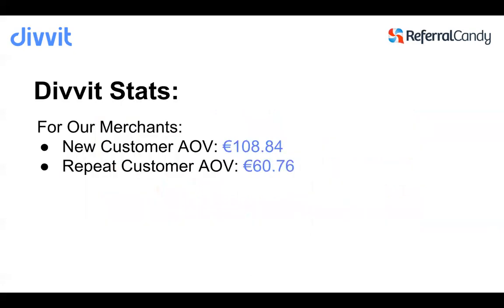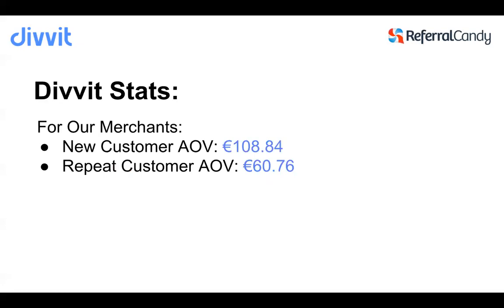In fact, we actually took a look at this with Divot. We wanted to see how this affected our merchants. And as it turns out, new customers have an average order value of 108 euro, whereas repeat customers only had about 60 euro. Now that might seem like it's a bit converse to what I just said. However, a repeat customer coming back just twice will already make you more money than your new customer spending 100 euro. And this is when it boils down to customer lifetime value.